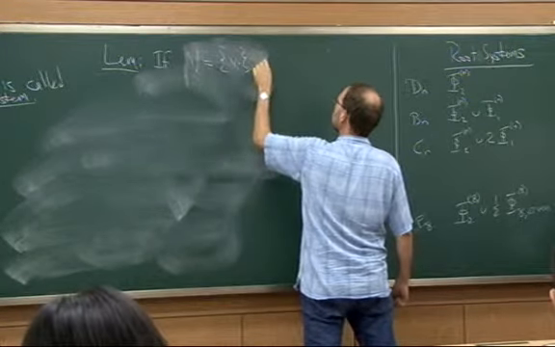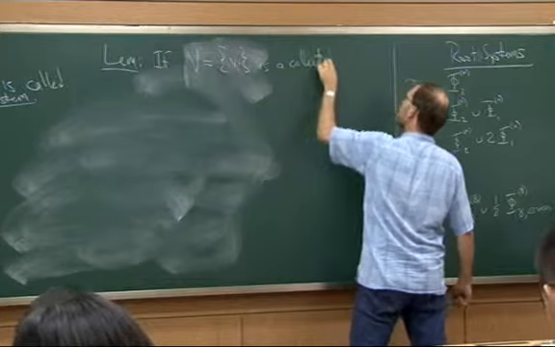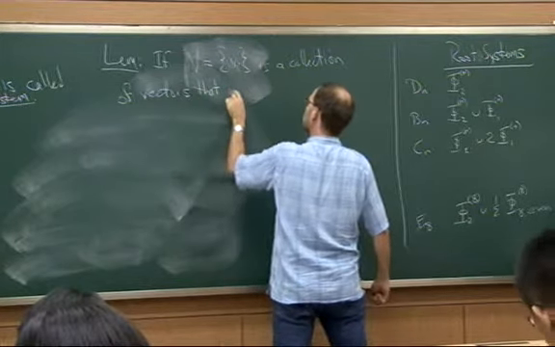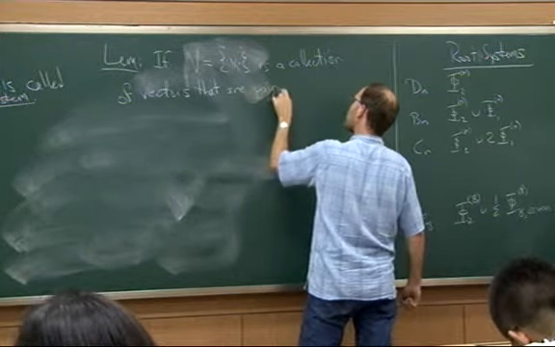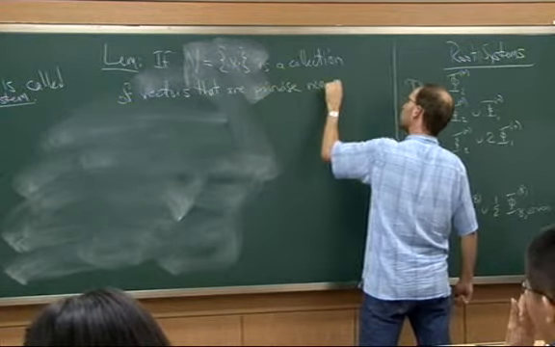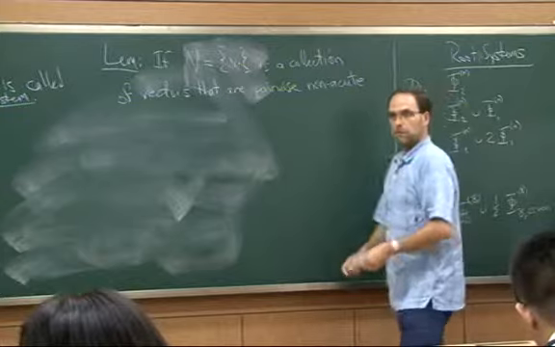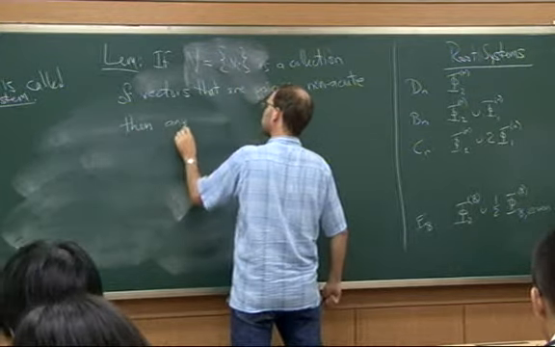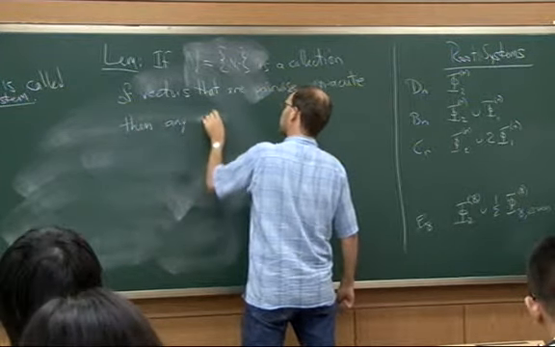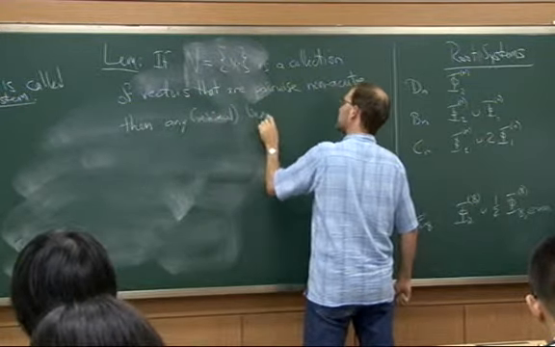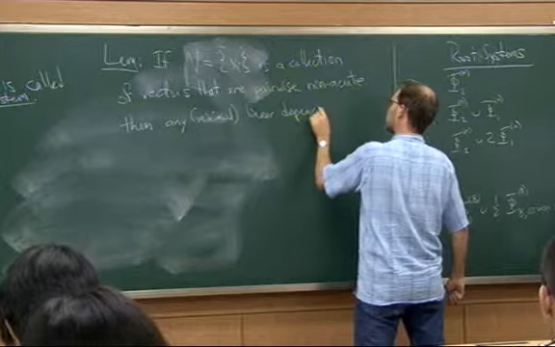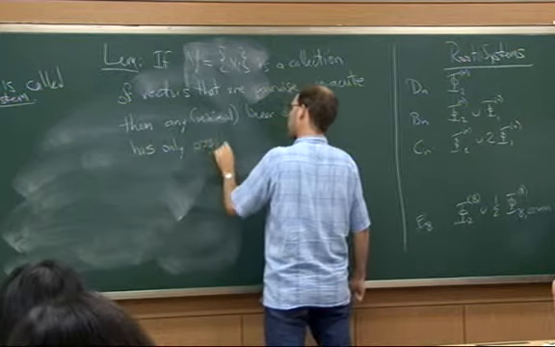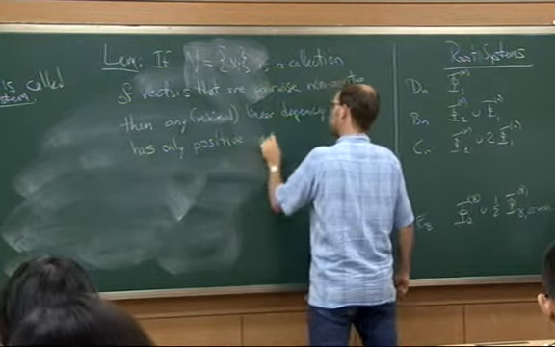If V is a collection of vectors that are pairwise non-acute, so dot products are always 0 or negative, then any, I'm going to throw in the word minimal linear dependency has only positive coefficients.